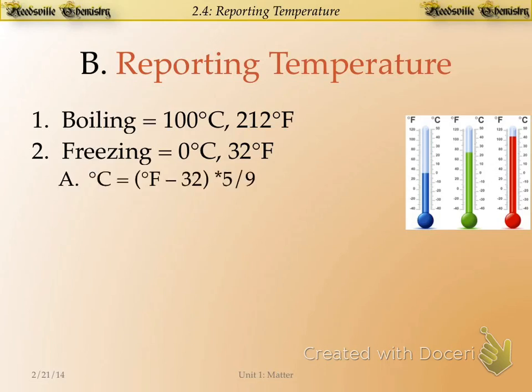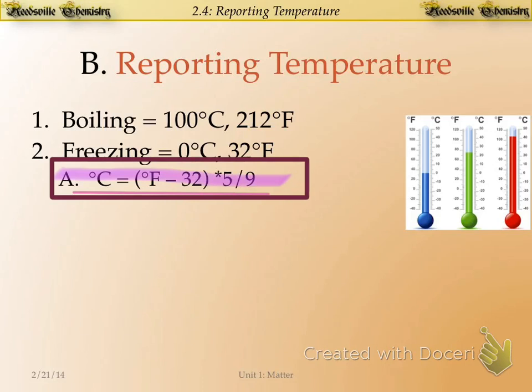If you're unsure about how to convert in your head degrees Fahrenheit to degrees Celsius, there's always a handy-dandy mathematical equation that can do it for you, and it is this: degrees Celsius equals degrees Fahrenheit minus 32 times 5/9. Now, if you are taking a test, I will never ask you to memorize that equation, because that's foolish. You could always look that up. If I ever need you to do that particular conversion, you will be given this equation.